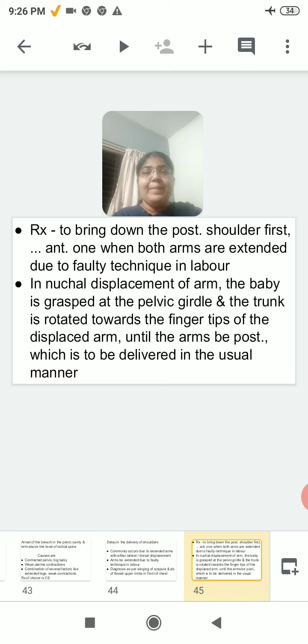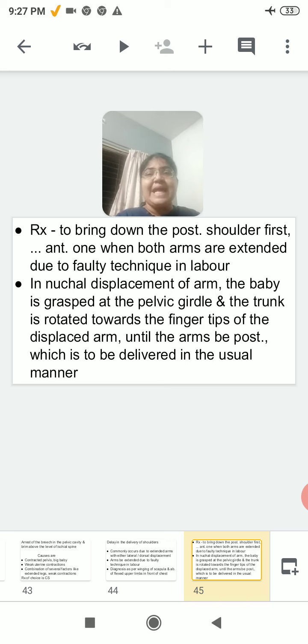Treatment is done by bringing down the posterior shoulder first, followed by the anterior one when both arms are extended. That is due to faulty technique in labor. In nuchal displacement of the arm, nuchal means dorsal displacement of the arm. When the arm goes posteriorly towards the back, it is called nuchal displacement.